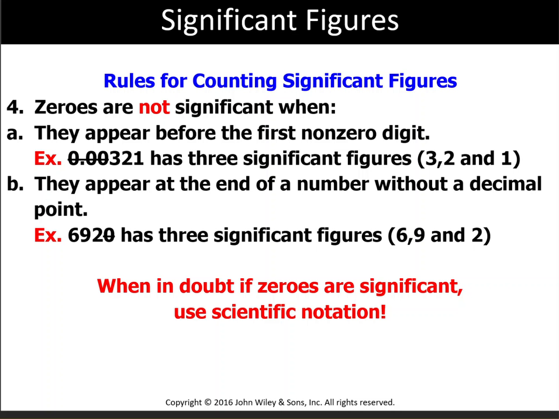We also won't count 0 as significant if it comes at the end of a number and there is no decimal. So for example, here 6,920 is a number that includes a 0. Now what type of 0? It's a 0 that comes at the end of the number and there is no decimal, so this doesn't count as significant. So this number only has 3 significant figures.